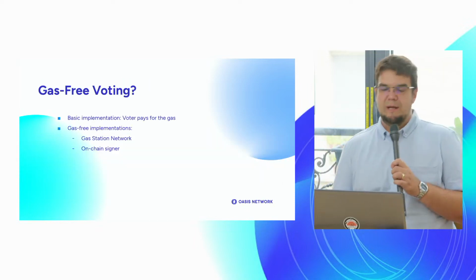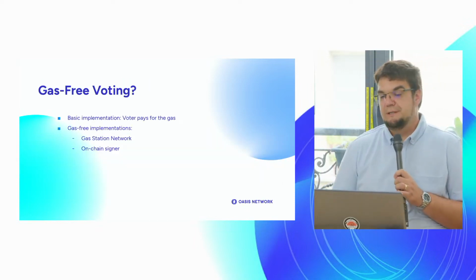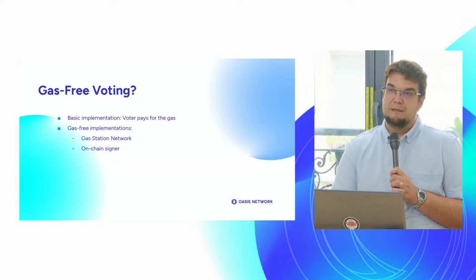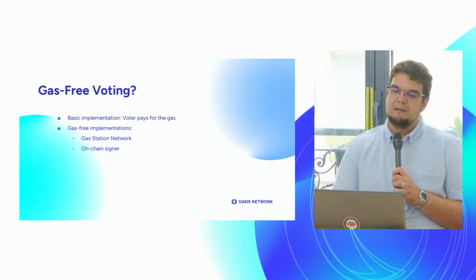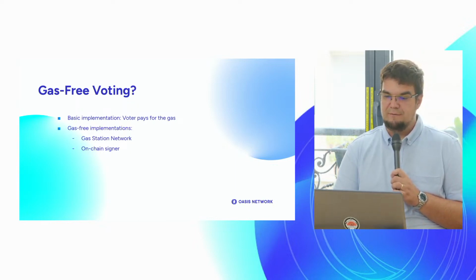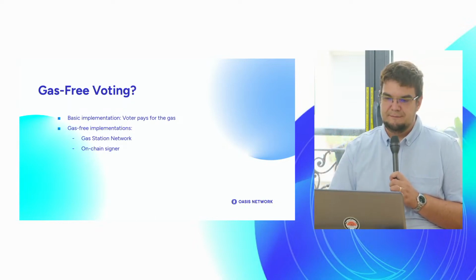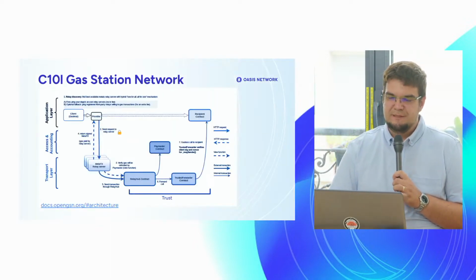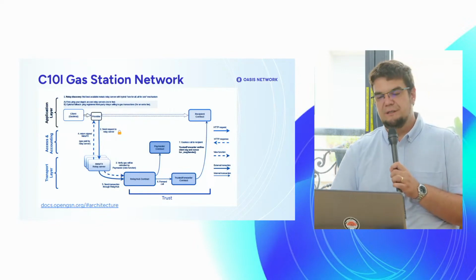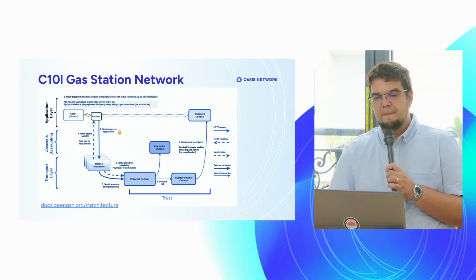Now, the latest addition to our platform: gas-free voting. So the idea is the following. You want to have elections on-chain, but the voters, of course, should not be required to have native tokens for the platform that has the elections. So how do we implement the gas-free voting? Well, the gas station network. So we forked the OpenGSN project to add the encryption.